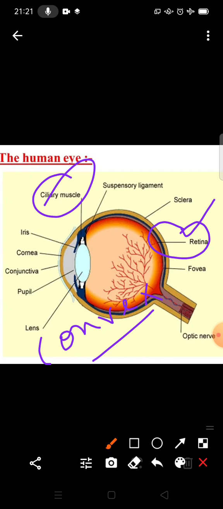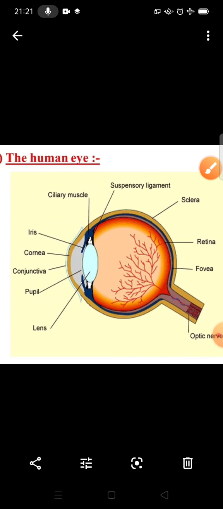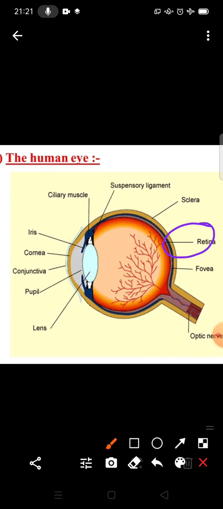The retina has rods and cones also. You can see this diagram also. There is a retina. It is present at the back of the eye, and the retina is a screen on which the focused image of the object is formed. The retina has cells called rods and cones, so named because of the shape of the cells. There are two types of cells found in the retina. First is rods and second is cones.